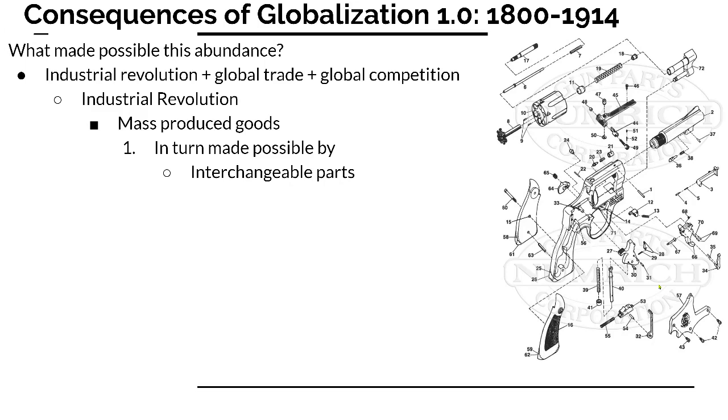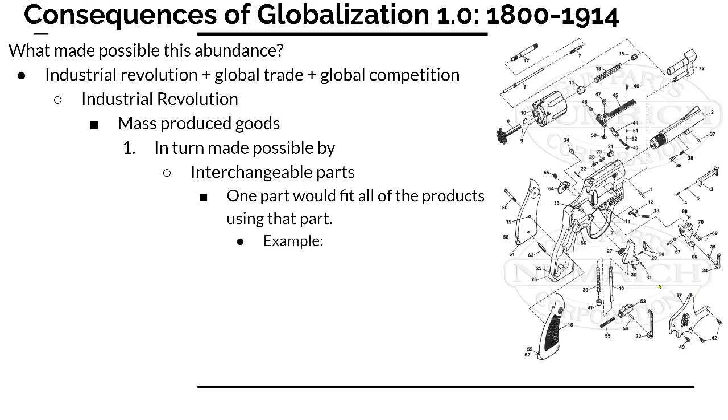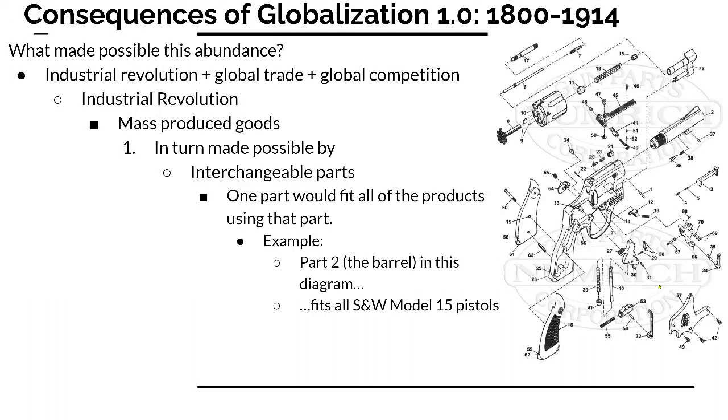Now, we take this for granted, but this was revolutionary. Doesn't sound revolutionary. It's the idea that one part would fit all of the products that were made using that same kind of part. For example, if we consider the Smith & Wesson Model 15 revolver pistol, the barrel, which is part number 2 in that diagram, would fit all Smith & Wesson Model 15 pistols.